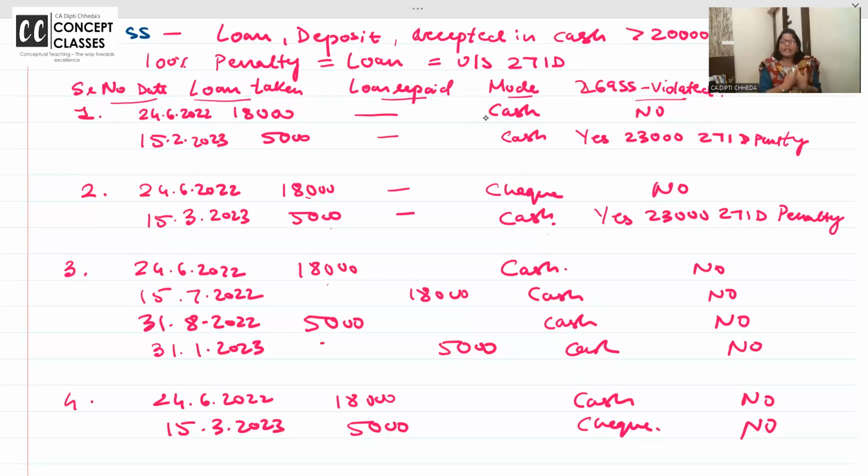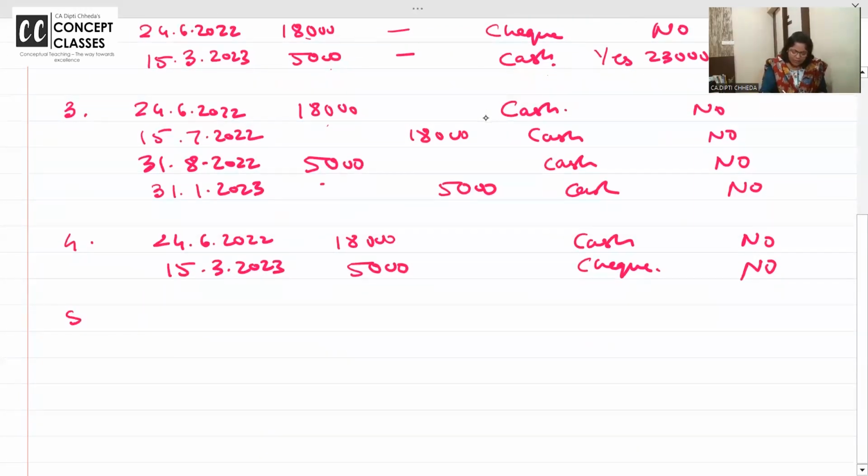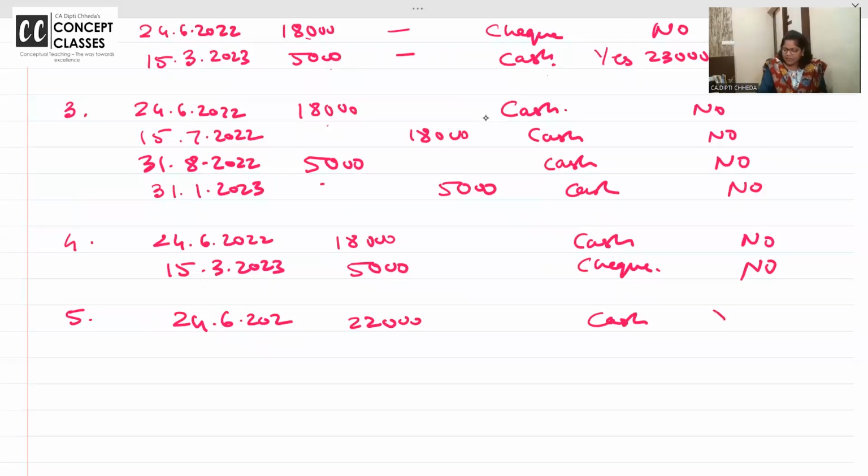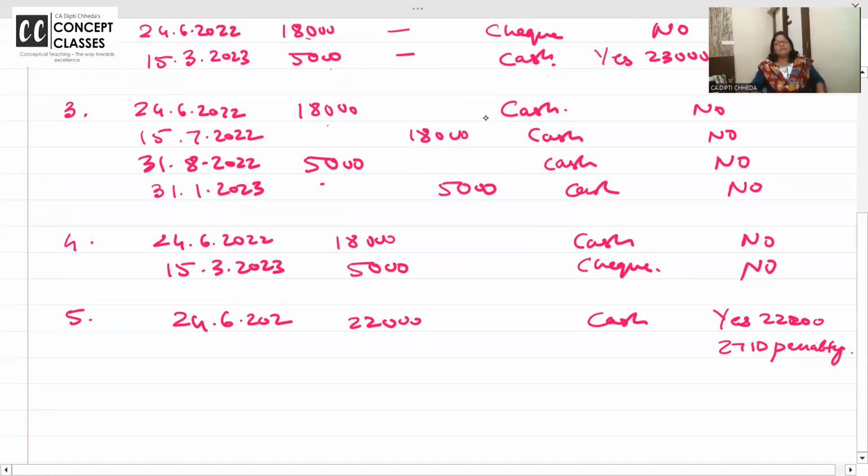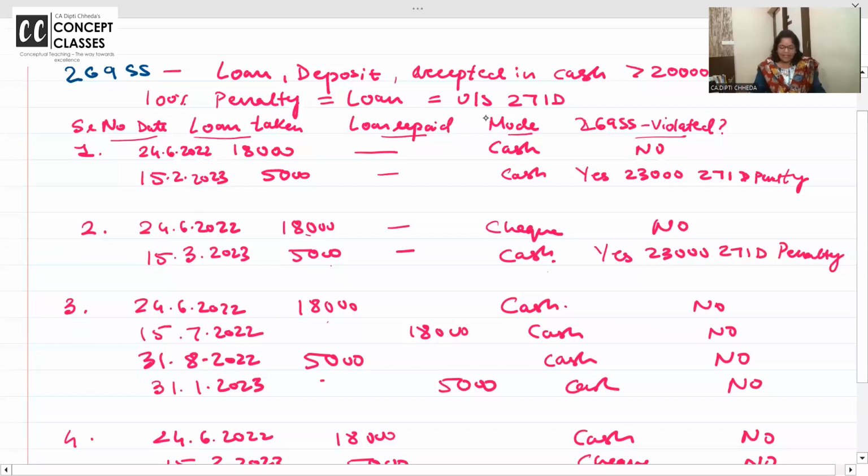First loan only you took in cash, 30,000. Is it violated? Yes. वो तो एग्जाम्पल मैंने लिया नहीं, वो तो सबसे इजी था, लिख लो ना. 24th June 2022, I took loan 22,000 in cash. Is it violated? Yes. 22,000 will be the 271D penalty. बराबर है या नहीं? ठीक है.